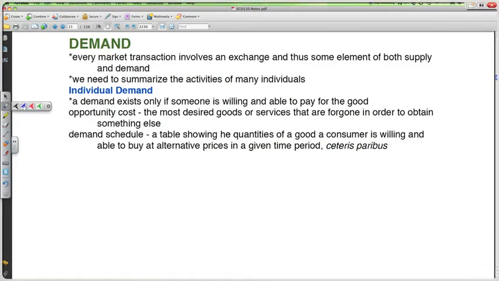So first we're going to start off here with our demand. Demand is going to exist only if someone is willing and able. These are the rules that are necessary in order for someone to actually buy a good.